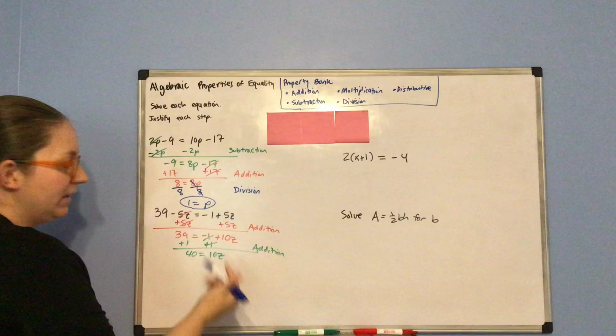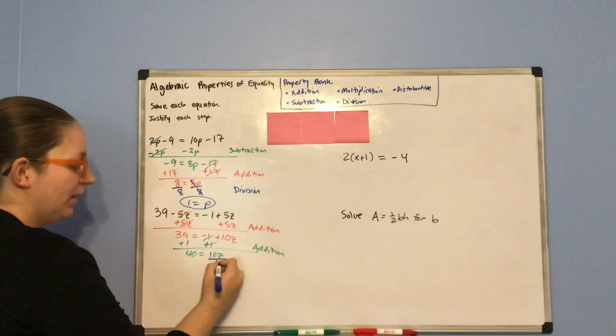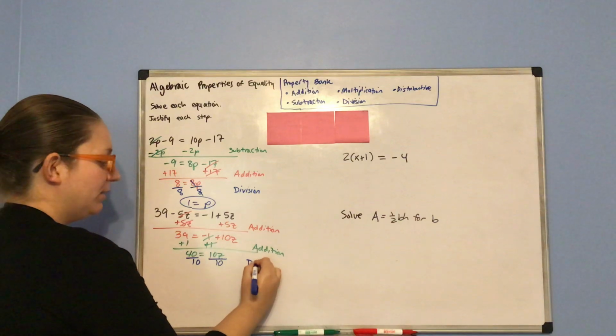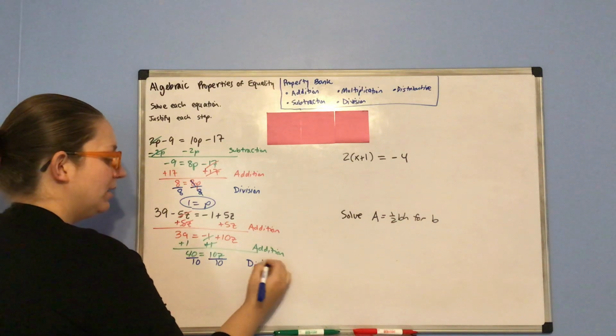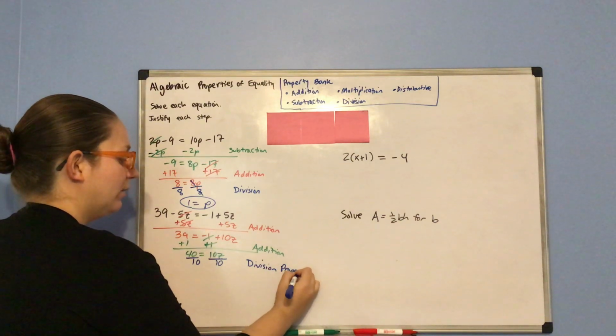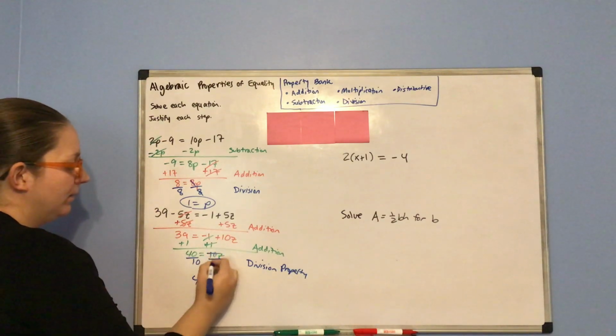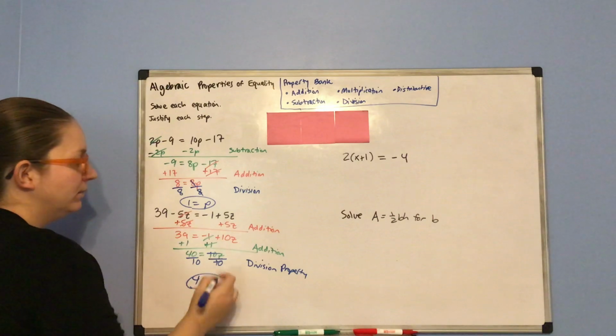Last step, I need to get z completely by itself, so I need to divide by the number in front of it. Since I'm dividing both sides of the equation by the same thing, I'm using my division property of equality. 40 divided by 10 is 4 equals z.